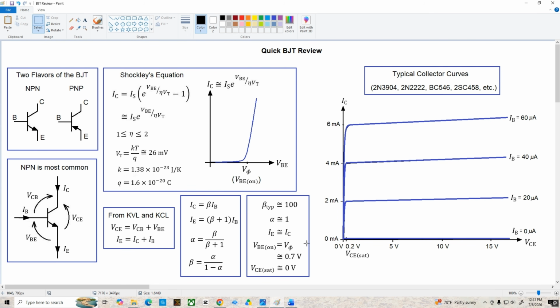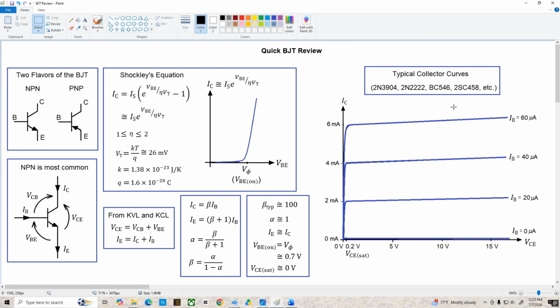And again, coming over to this approximation box over here, we see that the VBE on value, V sub phi, is typically about 0.7 for silicon, and another value listed here is VCE saturation of approximately 0 volts. And this is the collector to emitter voltage when a transistor is turned fully on, when it's said to be in saturation. And we're going to take a look at that over here on this set of collector curves.